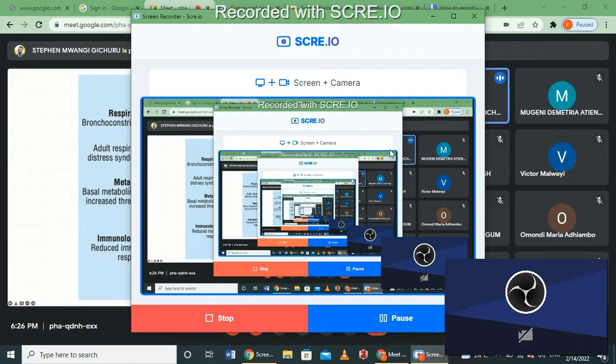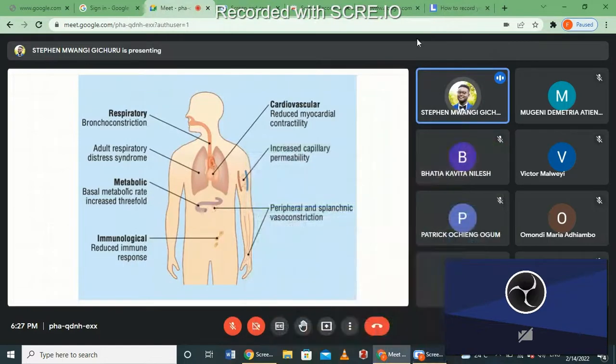We talked about the metabolic rate. It tends to be increased. It can even be increased up to 3 times, and this leads to issues. So you find that some of these patients, when they get burnt, lose a lot of their muscle mass. So parenteral nutrition might be very important in these particular patients.